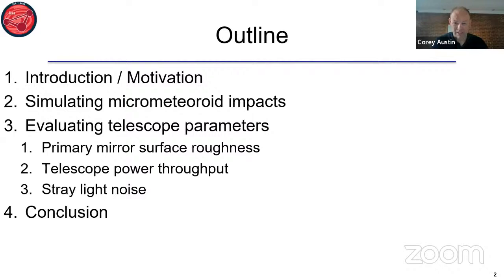Today's talk, essentially there are 2 main parts. We'll start with one slide for brief introduction and motivation, and then we get into the heart of it. The 2 main parts are simulating the micrometeoroid impacts and then evaluating the telescope performance based on the damage caused by those micrometeoroid impacts. So we'll spend a majority of our time on those 2 topics, and then at the end there will be one slide to wrap up with a brief conclusion.